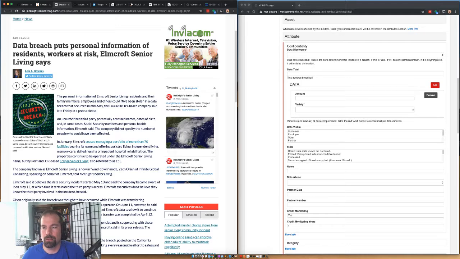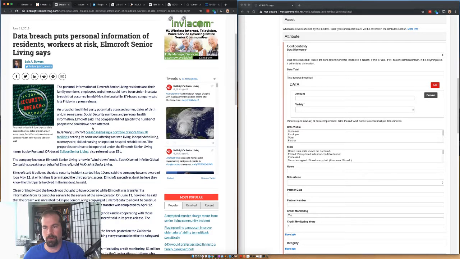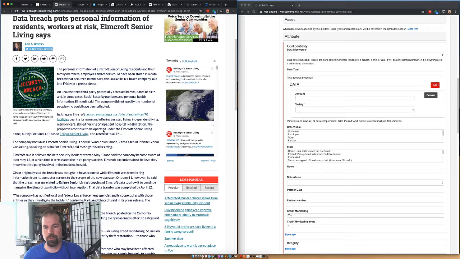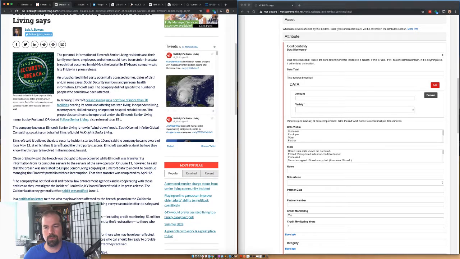Okay, let's see. Does this one have any more data? An unauthorized third party accessed data. That's what we got before. Did not specify the number. Managed a portfolio of more than 70 facilities. That's not helpful. The data security incident involved May 10th, and said the company became aware of it on May 12th. That's actually not bad, 2 days for discovery. And it looks like an unapproved login, so probably stolen credentials.